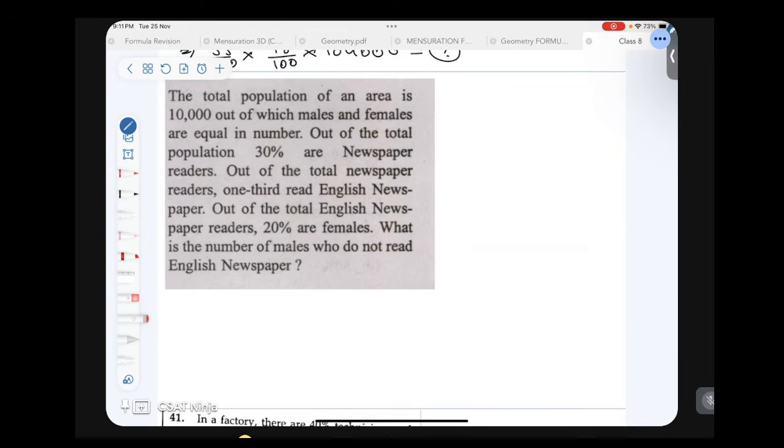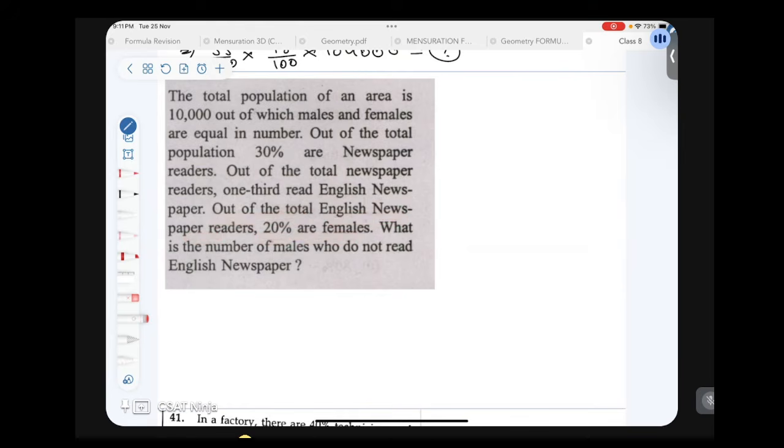Total population of an area is 10,000, out of which males and females are equal in numbers. Out of the total population, 30% are newspaper readers, and out of the total newspaper readers, one third reads English newspaper, and out of the total English newspaper readers, 20% are female.